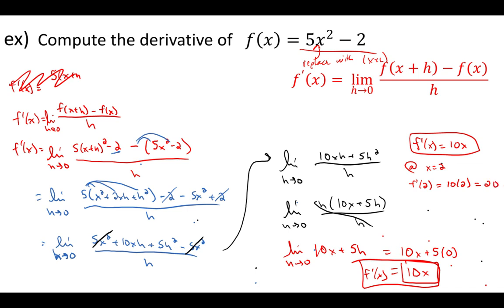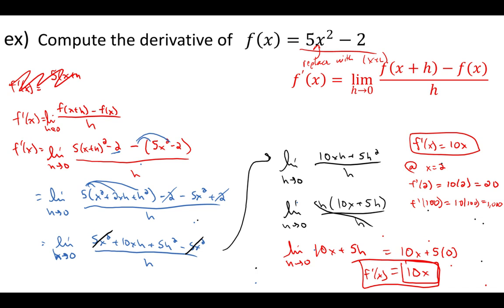So the derivative, or the instantaneous rate of change of this function at this point, would then be 20. Or if I say, let's do f prime of 100. Well, I would just do 10 times 100, which would be 1,000. So the slope of the tangent line of this function, 5x squared minus 2, at the point x equals 100 would be 1,000. So this is a lot better, you would say, because it's more versatile, because you can then plug in any point that you want to.